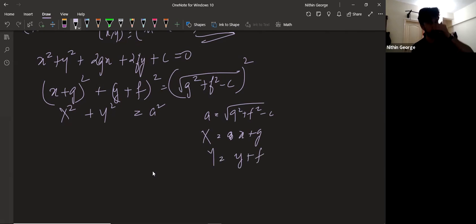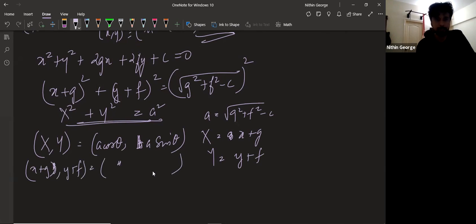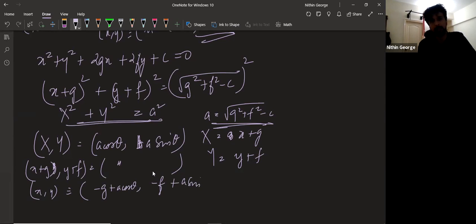Now here, if I'm trying to find the parametric point, we know that capital X comma capital Y for this equation of the circle will become a cos theta, a sin theta. So capital X is nothing but x plus g, and capital Y is y plus f. This is again equal to a cos theta, a sin theta. Now a here is root of g square plus f square minus c. I'm not writing that again and again. So x comma y, any point in the original coordinate system, will come out to minus g plus a cos theta and minus f plus a sin theta.